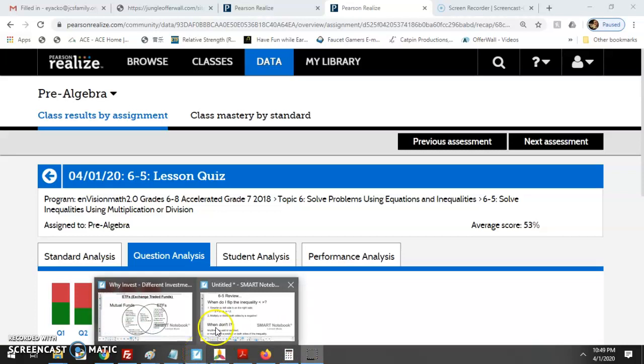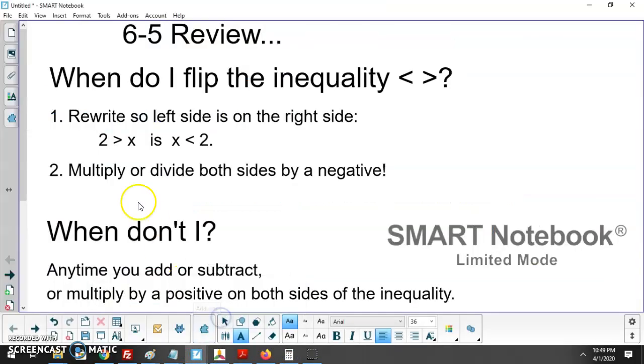Let's go over the quiz and do a quick recap of everything here. So one of the key questions in this lesson is, when do I flip the inequality sign? You just have to remember two things. You flip it when you rewrite it so the variable is on the left side. So if you go from 2 greater than x and you want to make it so the variable is on the left side, you would make it x less than 2.